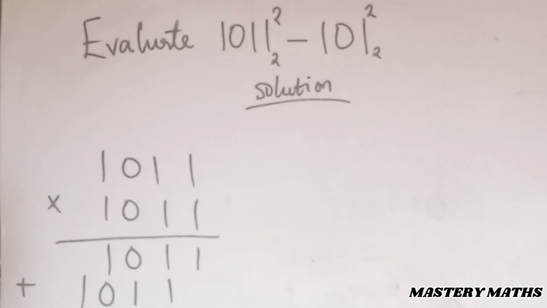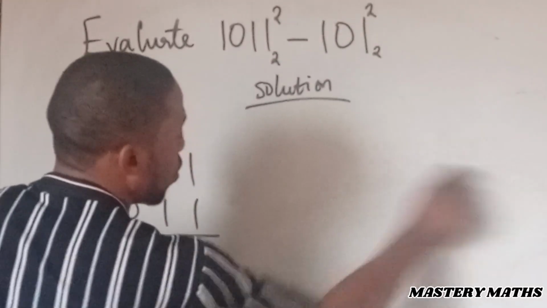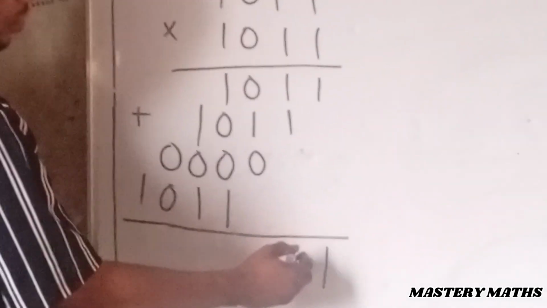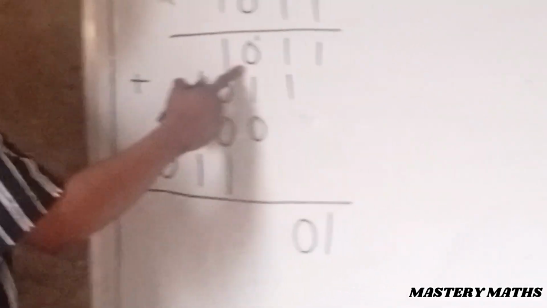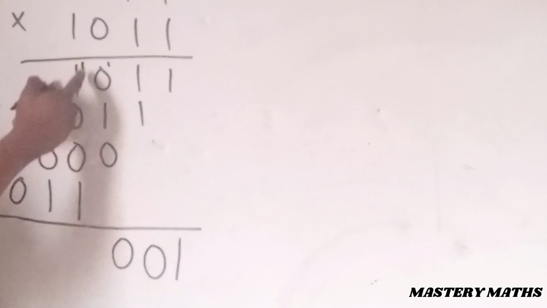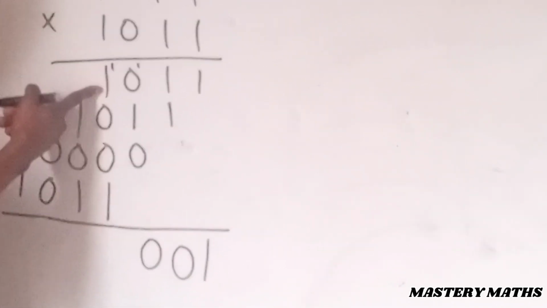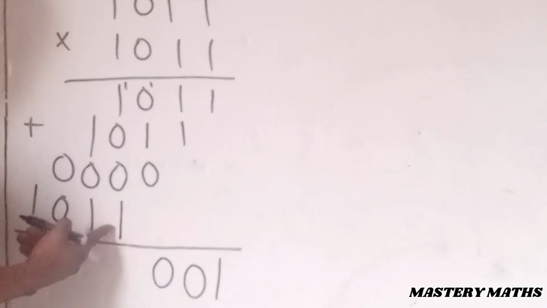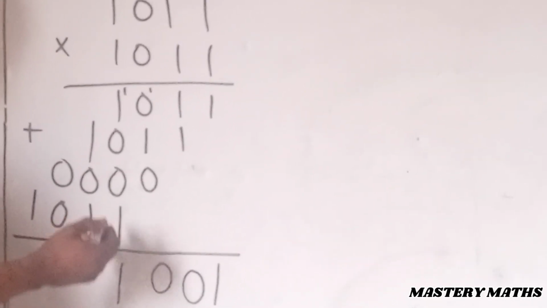So having done that, we'll move to the next one, which says your 1 plus 1, which is 10, you write down your 0, carry 1. Add the 1 here. 1 plus 0 is 1. 1 plus 1 is 10. You write down your 0 again, carry 1. 1 plus 1 is 10. Plus 0 is 10. Plus 1 is 11. So you write 1, carry 1.